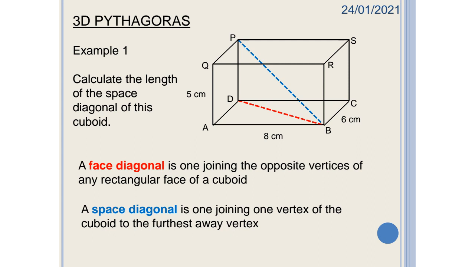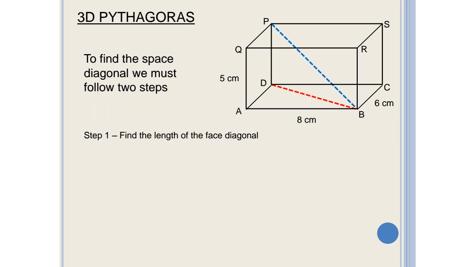So because I've got knowledge of what a space diagonal is, I've marked them in already. So I'm going to find the length of, in this case, PB, the line PB. So how do we do that? Well, the first step is to find the length of the face diagonal. We need the face diagonal in order to find the space diagonal.